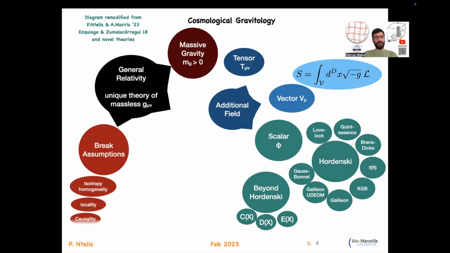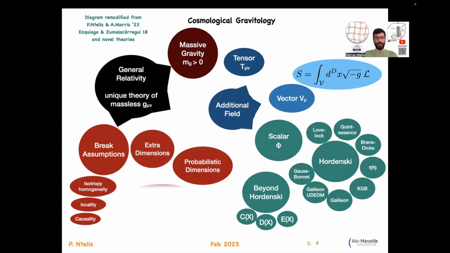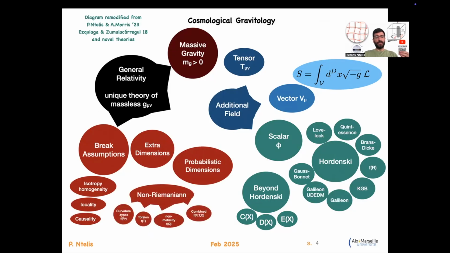Now, from breaking the assumptions, we can either introduce breaking the isotropy, homogeneity, locality, or causality, or add extra dimensions, or add probabilistic dimensions. Furthermore, we can discuss the non-Riemannian geometries, which are basically f of R(n) types, curvature types, torsion types, non-metricity types, or a combination of those. And these are parts of metric affine gravity models.